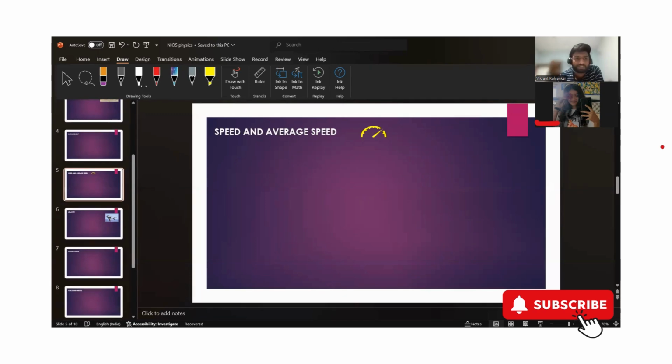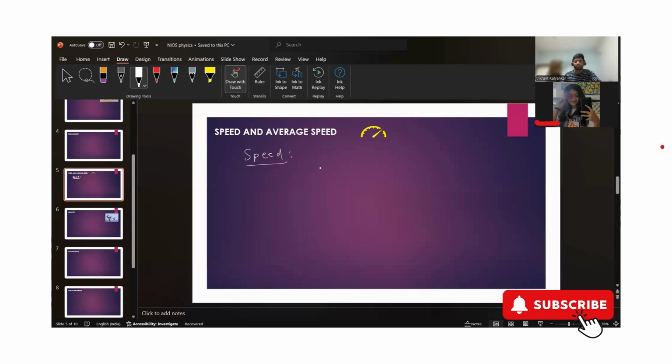Speed. It can be fast movement. Do you know its formula? The formula of speed: distance upon time. Exactly. Very good. So we can say it's how fast something is moving.